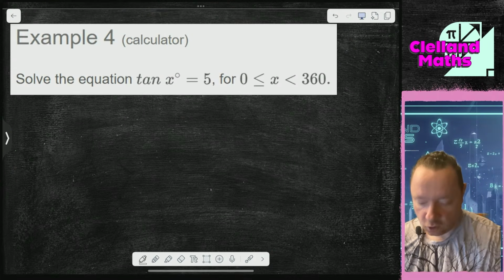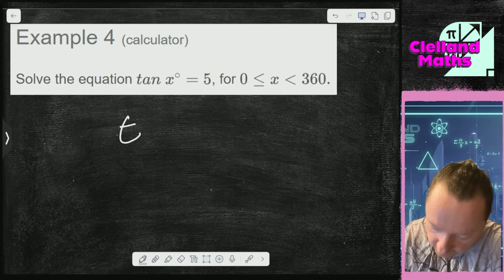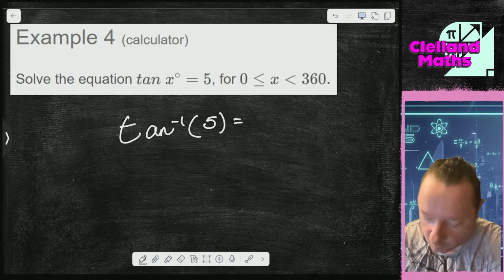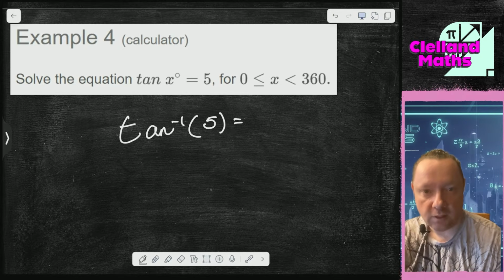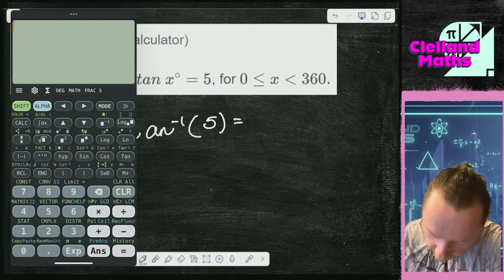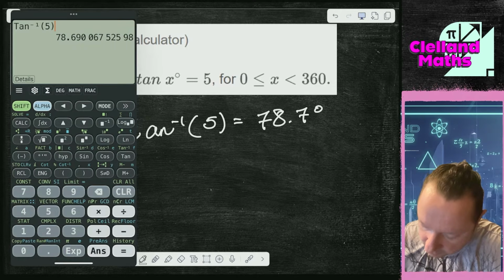Okay, example 4. Solve the equation tan x equals 5 between 0 and 360. So I'll do the inverse tan of 5. Tan's the only one where the number can be bigger than 1 on the right hand side. For the rest of them, if it's bigger than 1, there's no solution because the graph only goes up to 1 and minus 1. Shift tan 5 is 78.69 or 78.7 degrees.